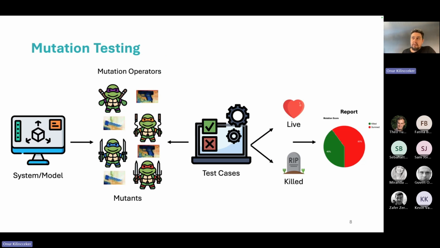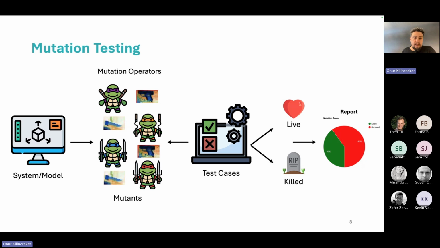Mutation testing is a fault-based software testing method. So instead of injecting guns and knives into our models, we use mutation operators. And these mutation operators are used to manipulate our system and our model to create faulty models and faulty systems. And then after automatically generating these faulty models and faulty systems, which we call mutants, we automatically execute our test cases on these mutants and faults.